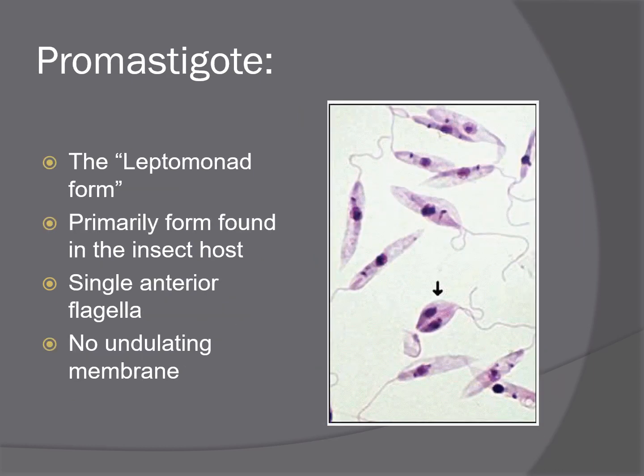The second developmental stage often happens inside of the insect host. This is called the promastigote stage. This is also known as the leptomonad form. And again, primarily this form is found in the insect vector. Here we have a single anterior flagellum and no undulating membrane can be seen.